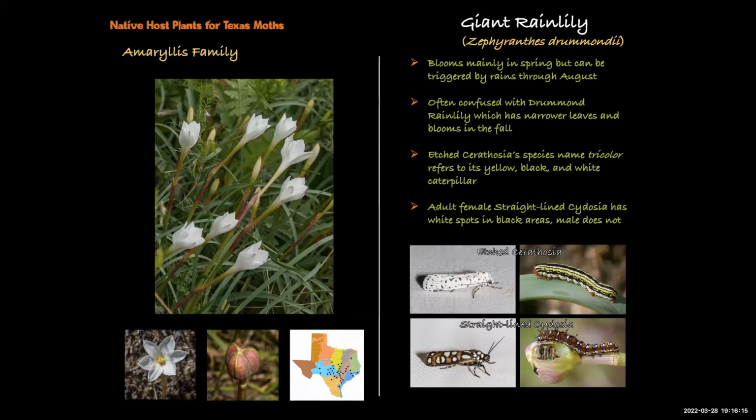The two species of moths that use it are the etched Cerathosia, whose species name is actually tricolor, named that because of the yellow, black, and white bands on the caterpillar. The straight line Sedosia also uses this plant, and you can see the picture of the caterpillar on the actual seed head of the giant rain lily. And you can tell the difference between the male and the female Sedosia because the female has those white spots and the male does not.